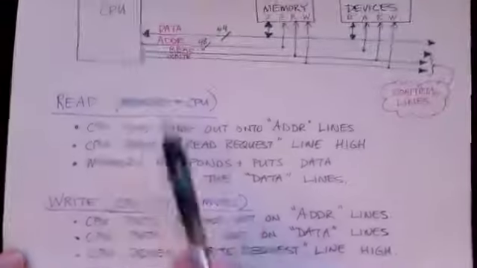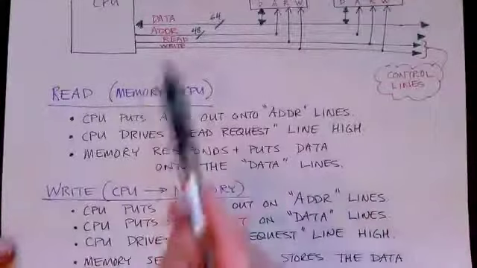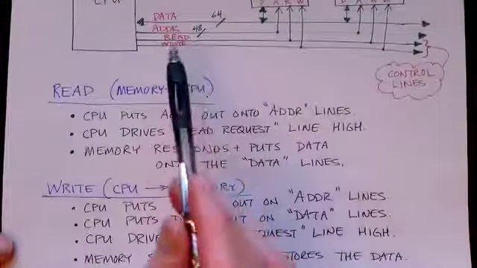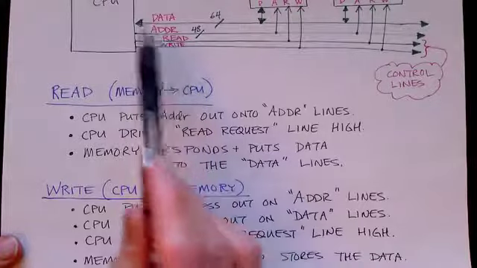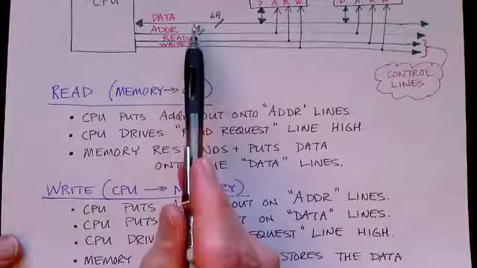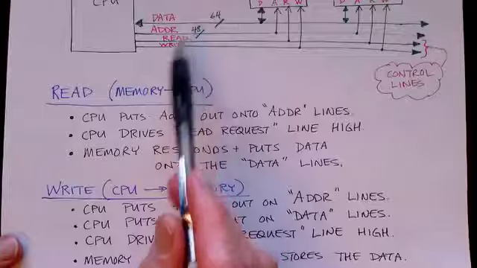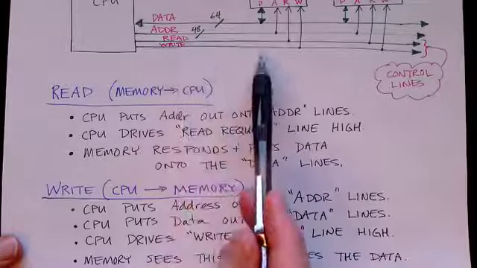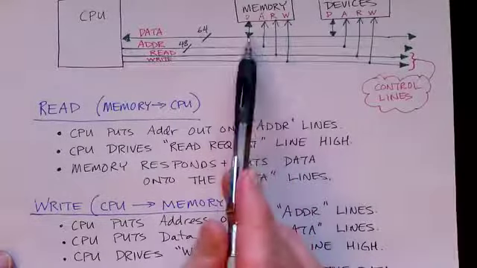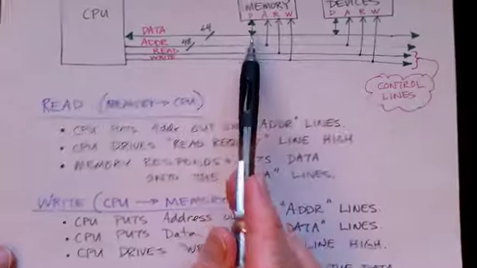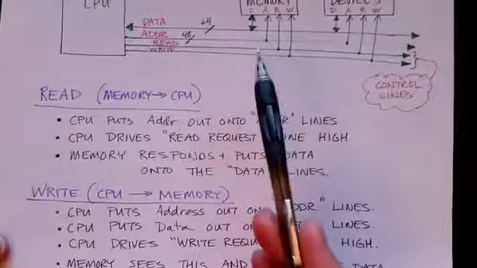In the case of a write, where the CPU wants to send data to the memory, the CPU puts an address out. It also puts the data that it wants to write out at the same time on the data lines, and it drives the write control line high. The memory sees the address, it sees it's a write command, so it picks up the data off of the data lines, and it stores it in its memory.